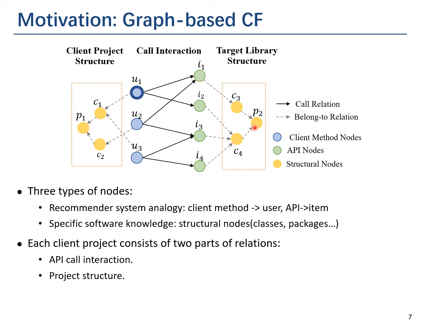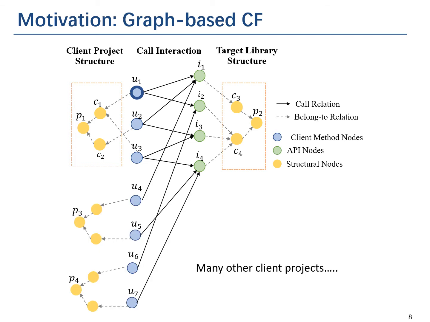The graph consists of two types of relations. First, API call interactions. For example, method U1 calls API I1. Second, the project structure relations. For example, method U1 is a member of class C1 and C1 belongs to the project P1. In fact, we will consider many other client projects which also use the same library, so we just use the former picture as a simple illustration.